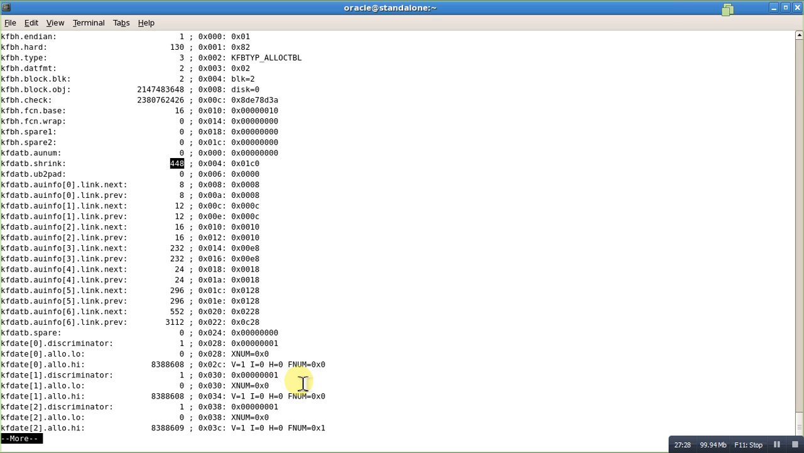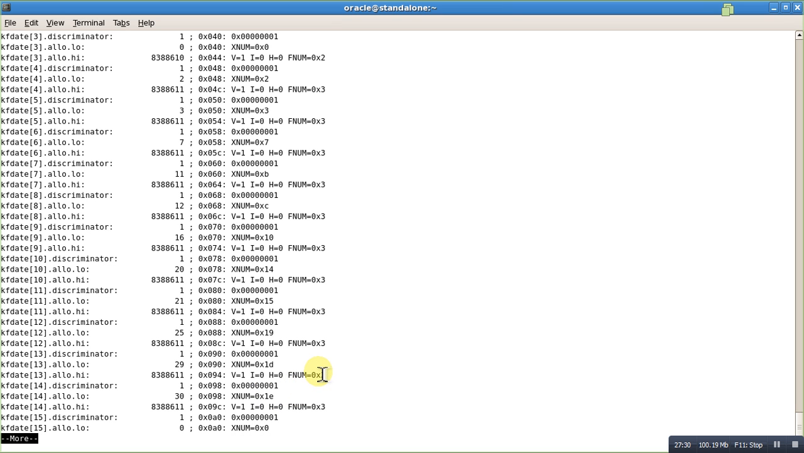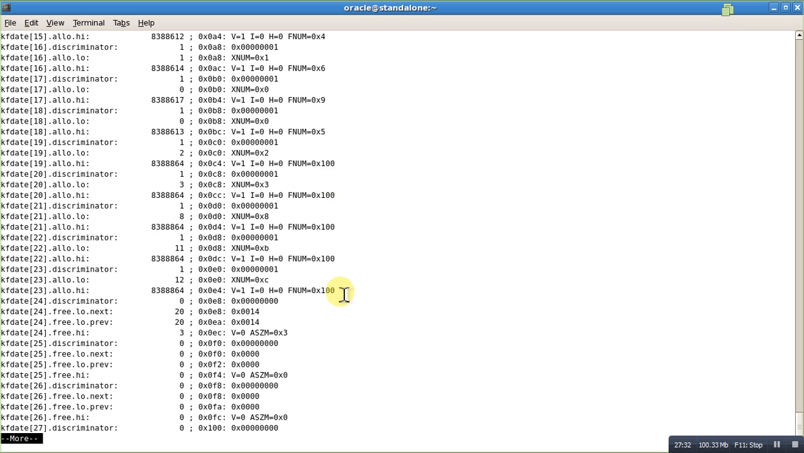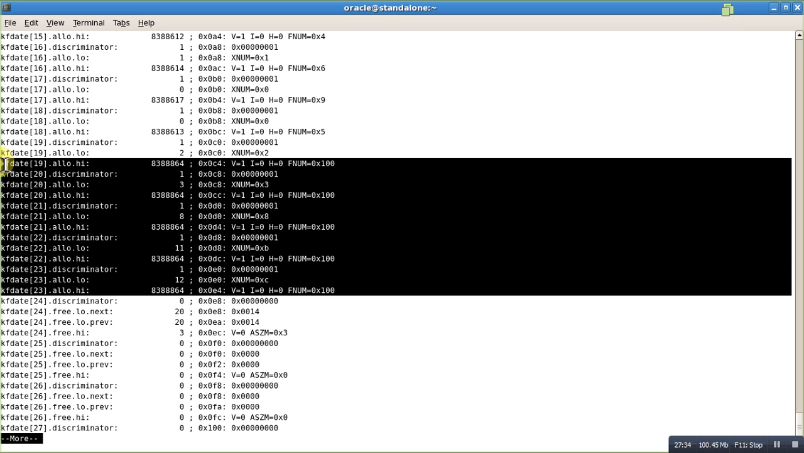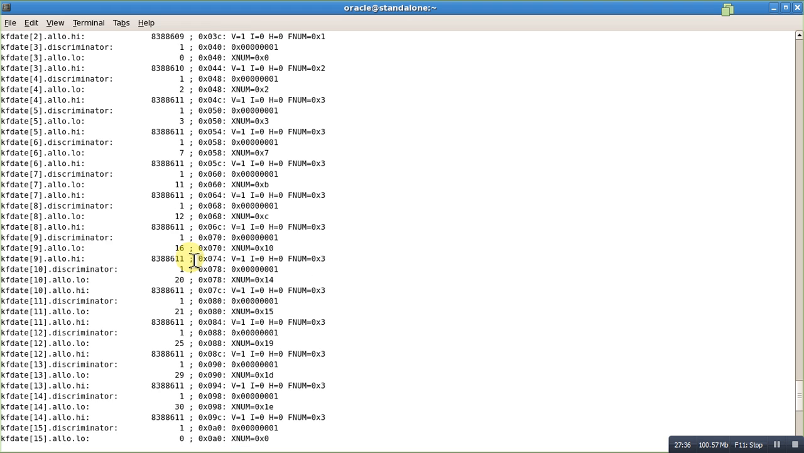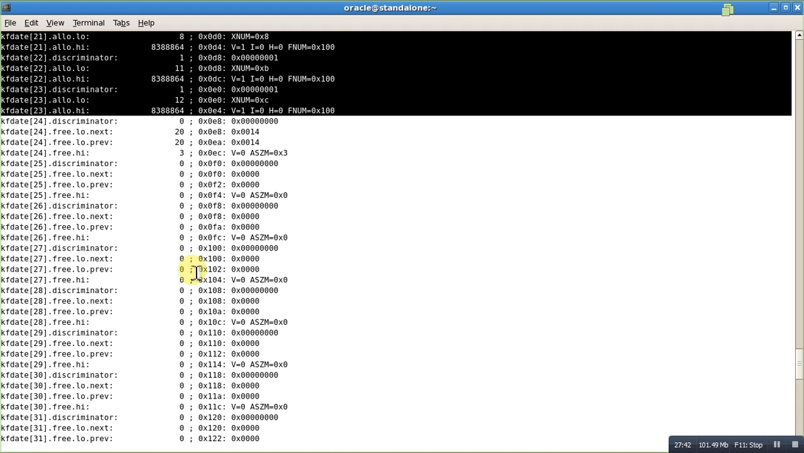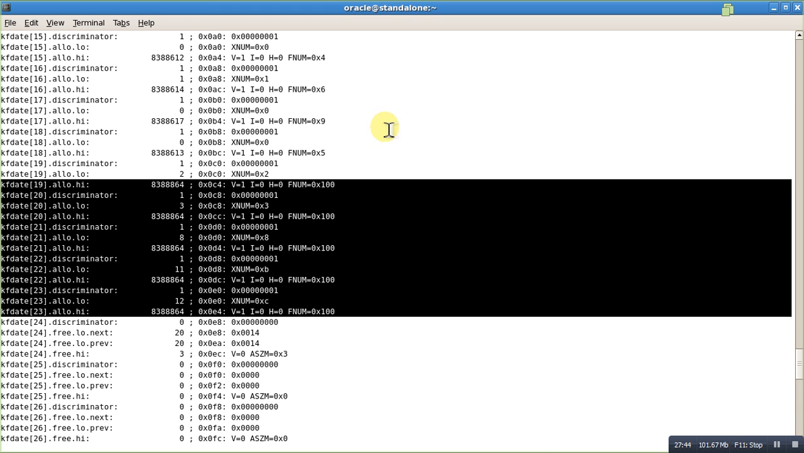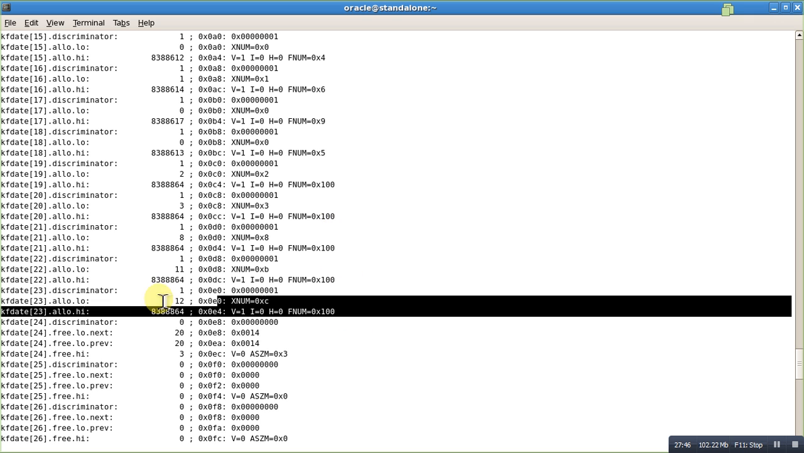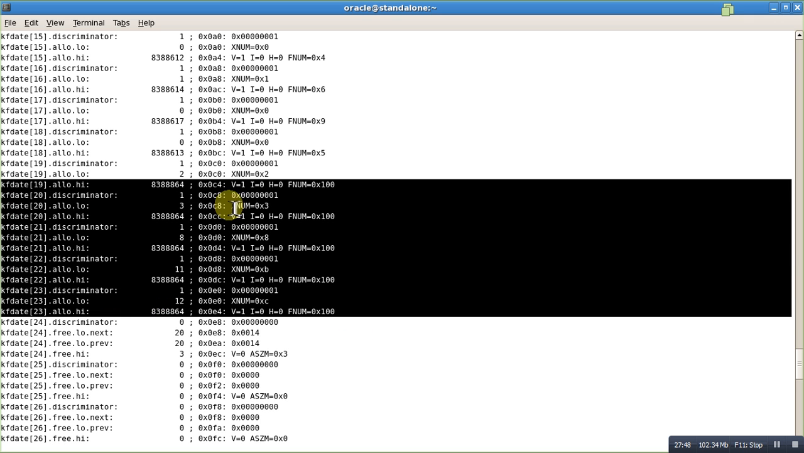Now let's try to find the similar thing, the 256. We can see here all the 6 extents. This is the latest 256 file with extent numbers 3, 8, 11, 12. These are the extent numbers.